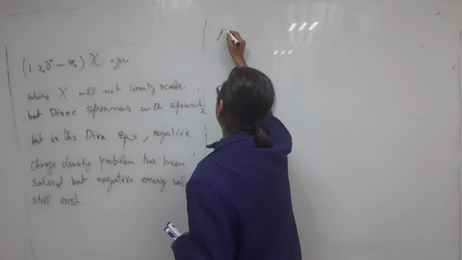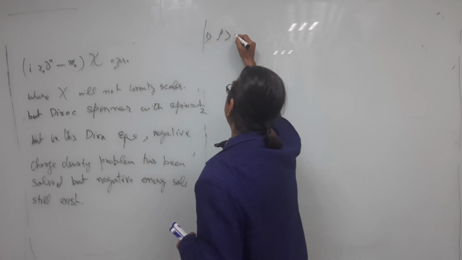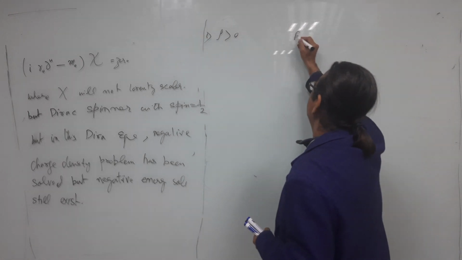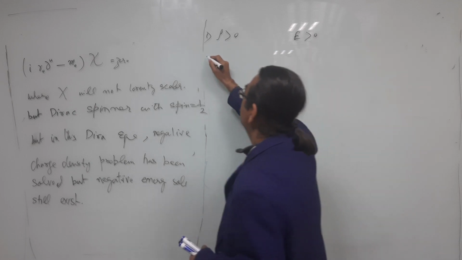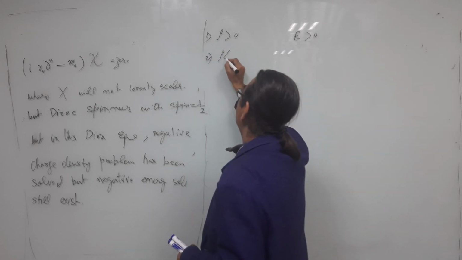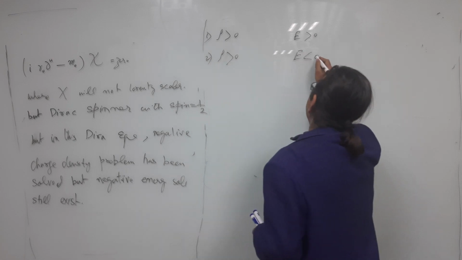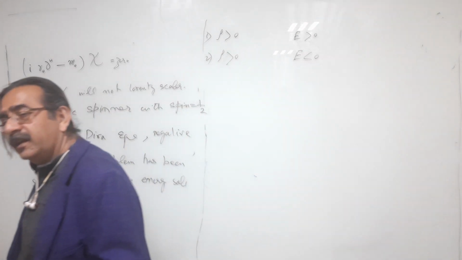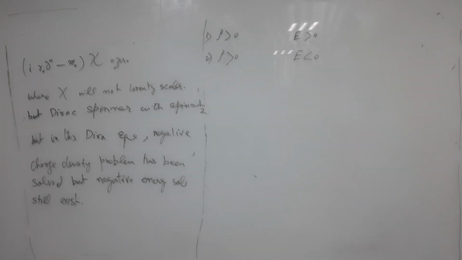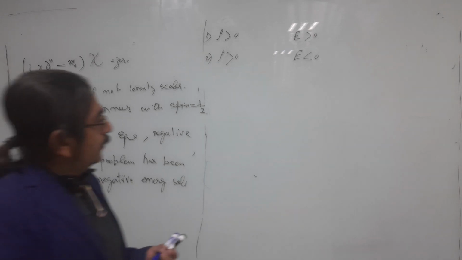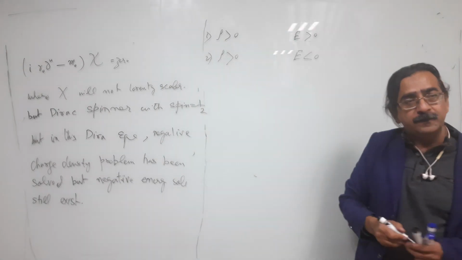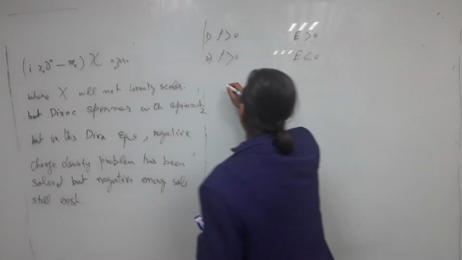Rho is 1, rho is positive with E greater than 0. The second, he has proved that rho is positive, E negative. There are two. They also have two solutions, a negative energy solution and a positive energy solution. Okay, but he had to interpret this negative energy solution.